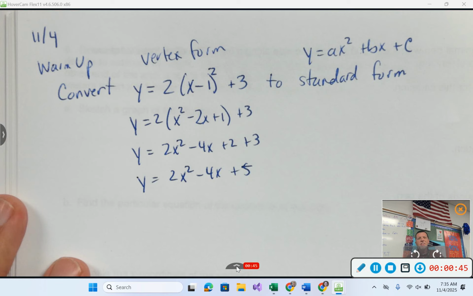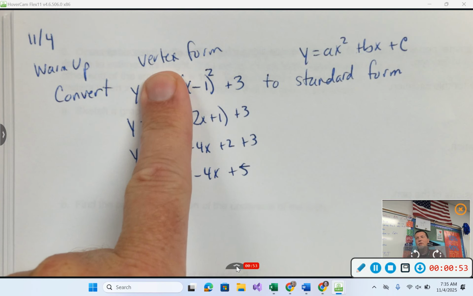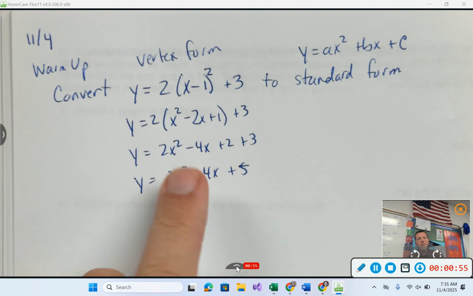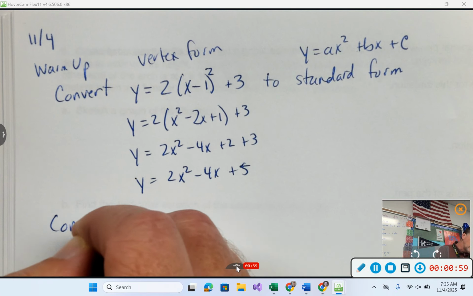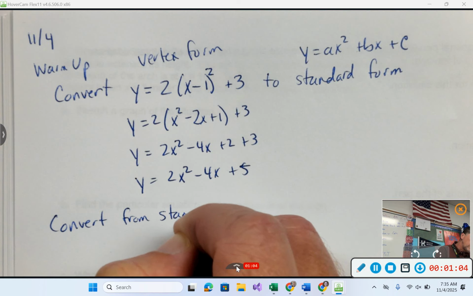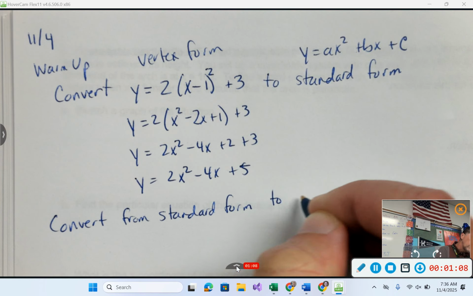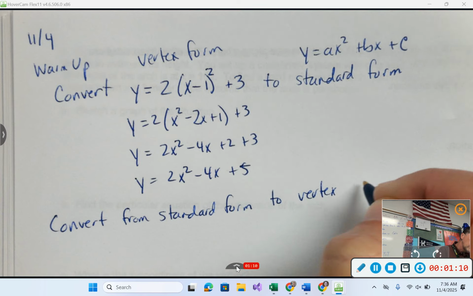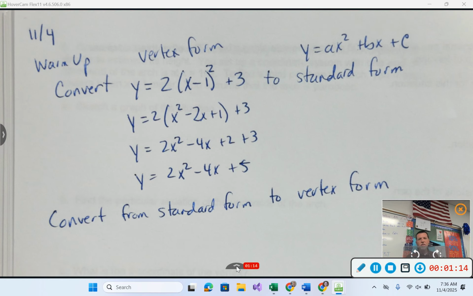What we're going to do today is, like, that's not really even helpful though. Why would we want it in standard form if we had it in vertex form? So what we're going to do today is the opposite of this. We're going to start in standard form and we're going to convert the other way, from standard form to vertex form. We're going to go from standard to vertex.